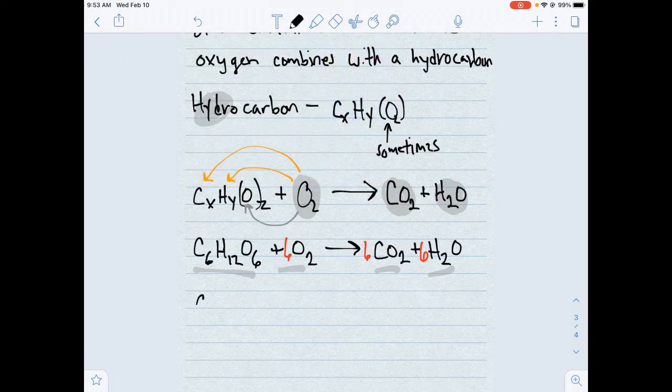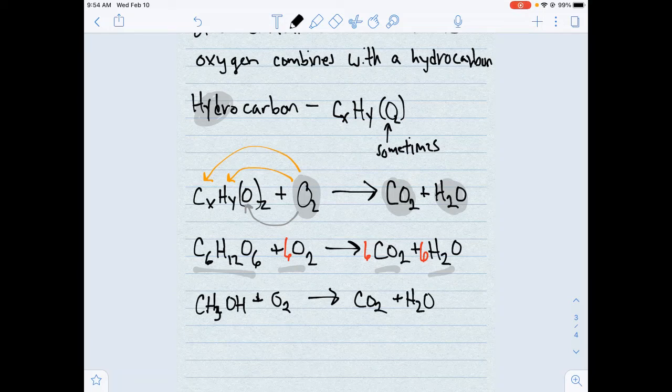You can also burn something like methanol or ethanol. Methanol is also known as methyl alcohol. It's what happens when you have carbon with 3 hydrogens and then 1 hydroxide, and you add oxygen to that. And then once again, when you burn that methanol, you end up getting carbon dioxide and water.